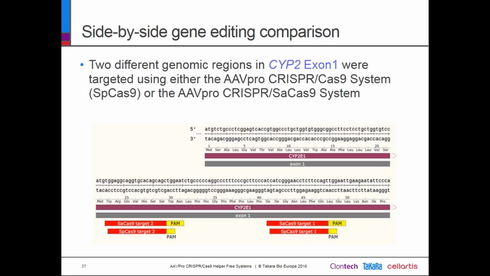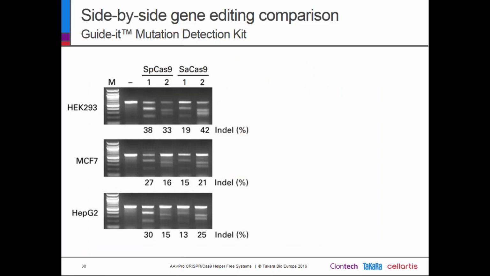So now we wanted to compare the efficiency of SaCas9 and SpCas9 also in a side-by-side experiment. And here we chose the exon 1 of the CYP2 gene and designed guide RNAs either for the SpCas9 or for the SaCas9. So two different guides for this exon, and we were lucky because the PAM sequences could be used here for both enzymes.